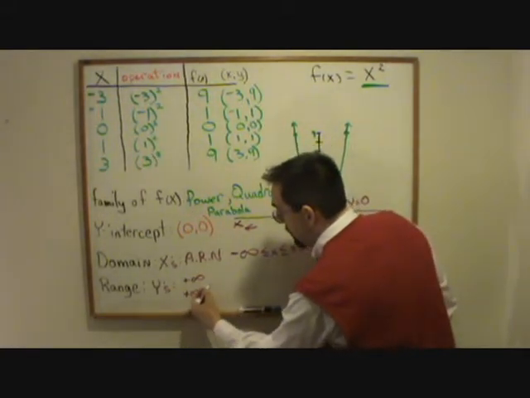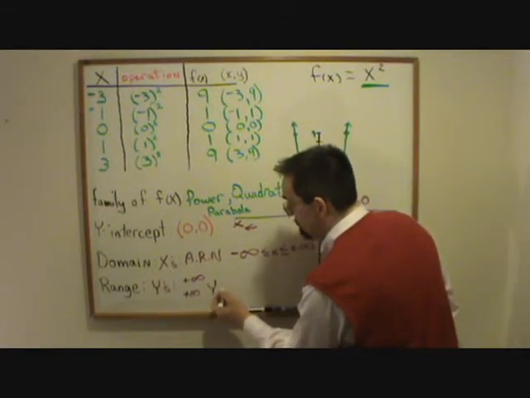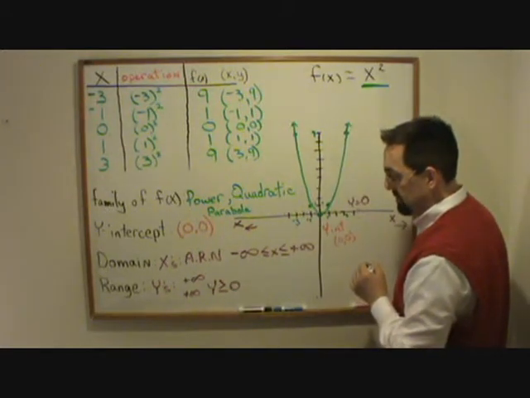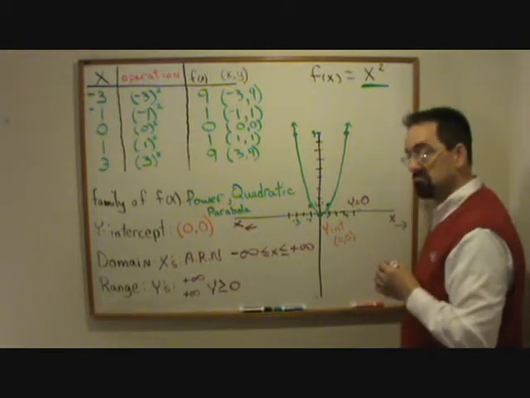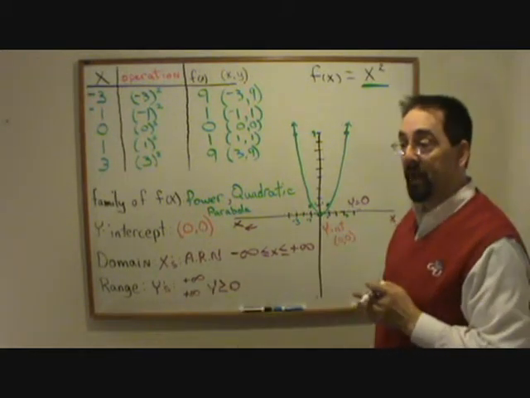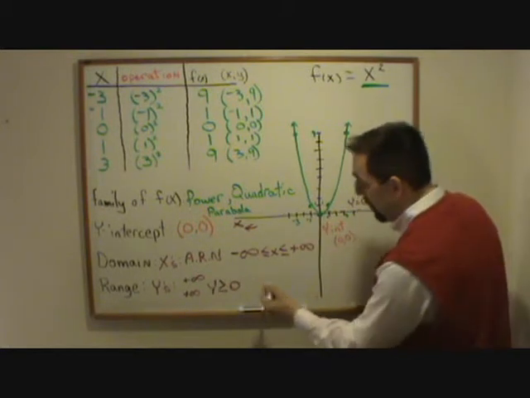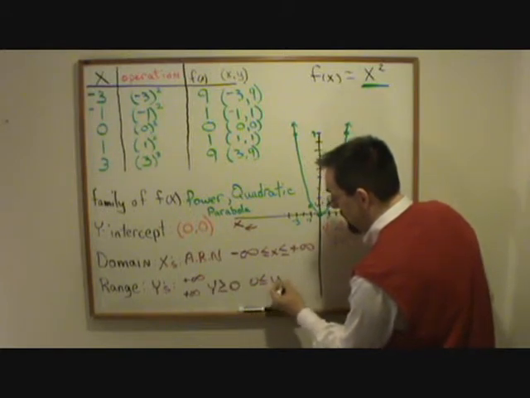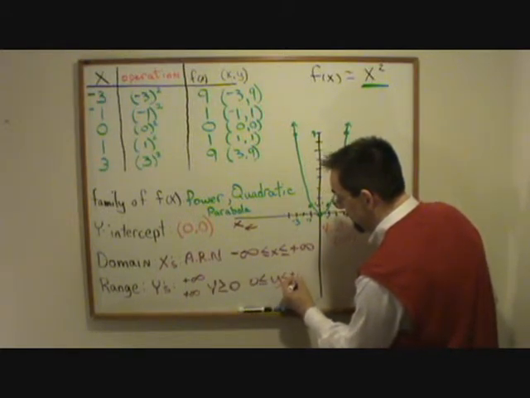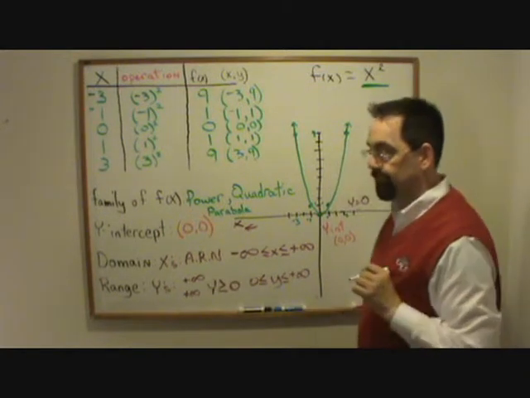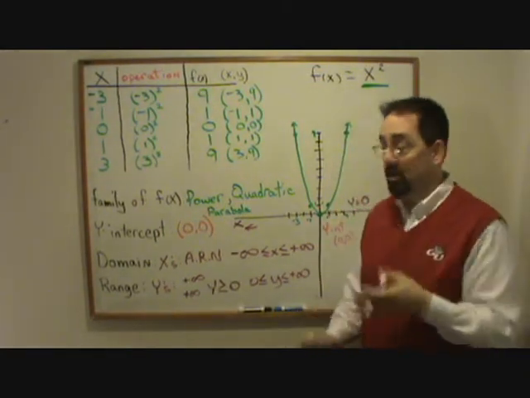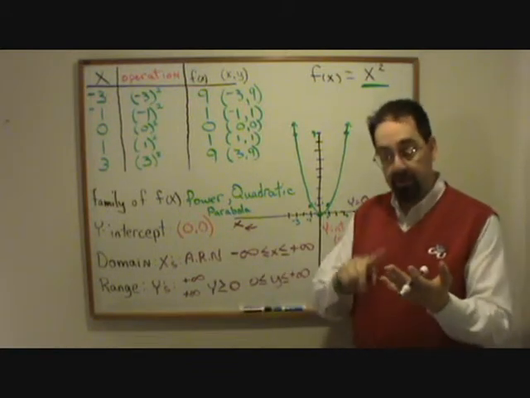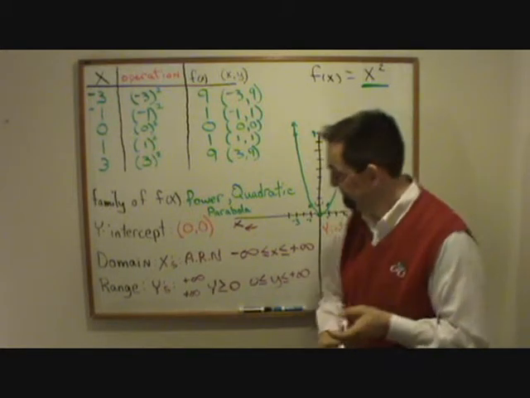How can we write that? y has to be greater than or equal to 0 up to infinity. So in words, y is greater than or equal to 0 up to infinity. Or we can rewrite that as 0 less than or equal to y less than or equal to positive infinity. Make sure you check with your teacher on how they would like you to actually write this in proper terms so that you can get full credit, whether it's a homework assignment or an assessment.